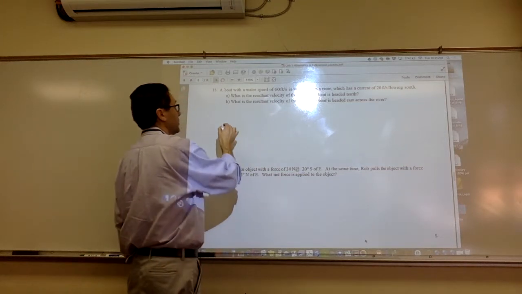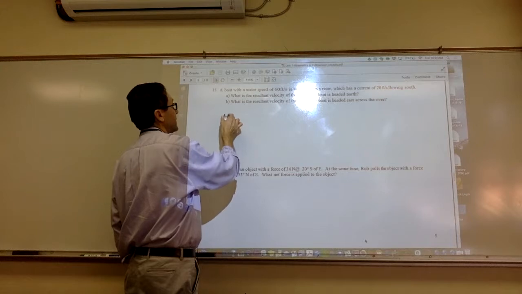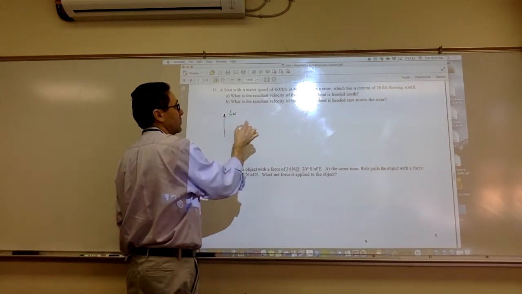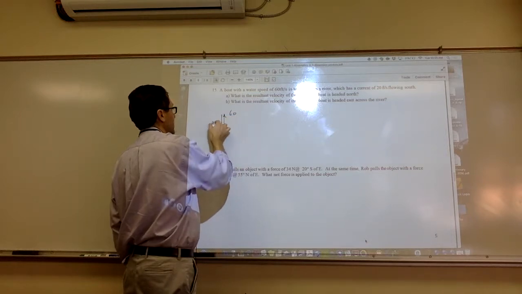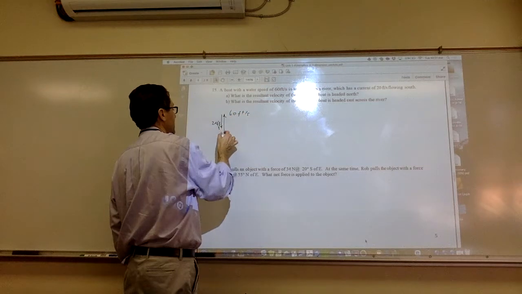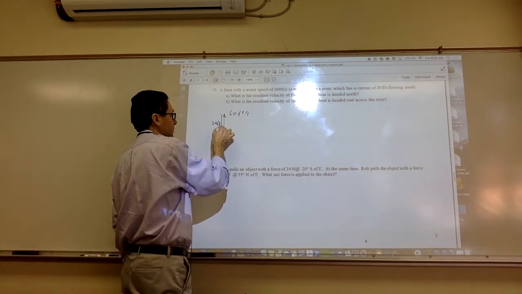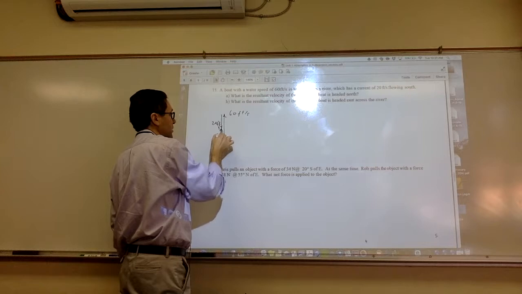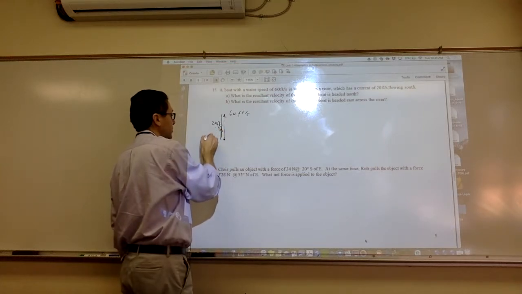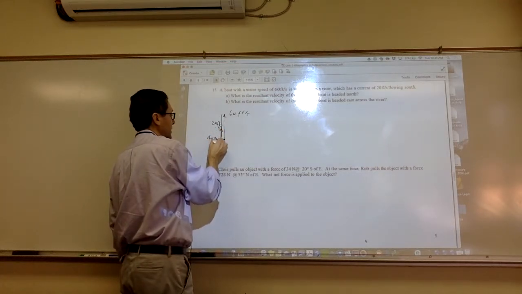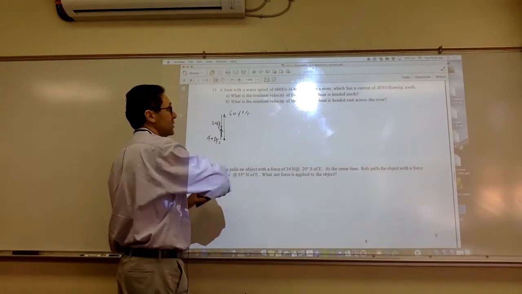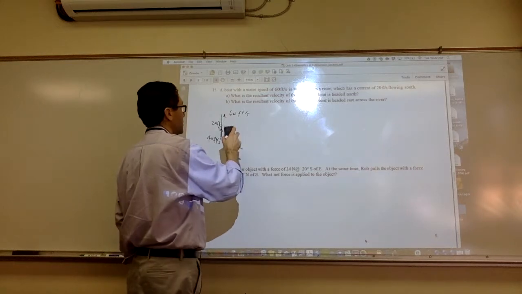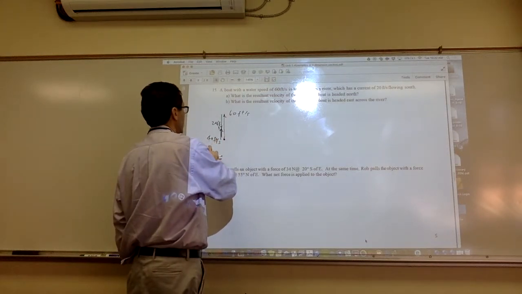So the boat is heading north at 60 feet per second, but the river is going south, so you do head to tail again at 20 feet per second. Your resultant is right here. It's connecting the very first origin to the last arrowhead, and that should be 40 feet per second. That's an easy one, right? Or you can just do 60 minus 20. Since north is positive, south is negative, you just do 60 minus 20.